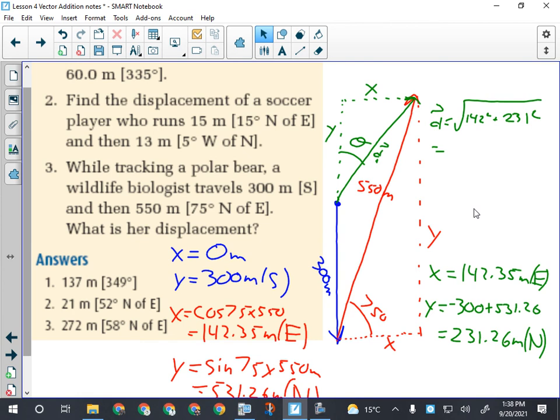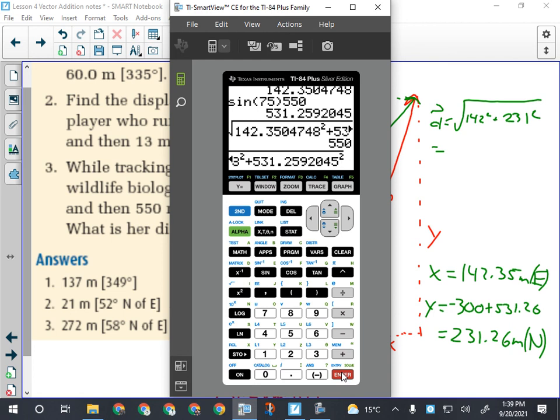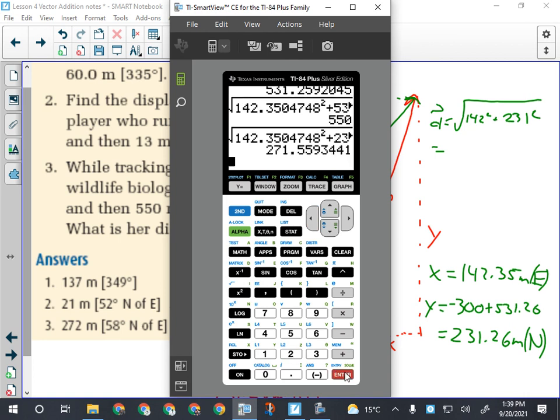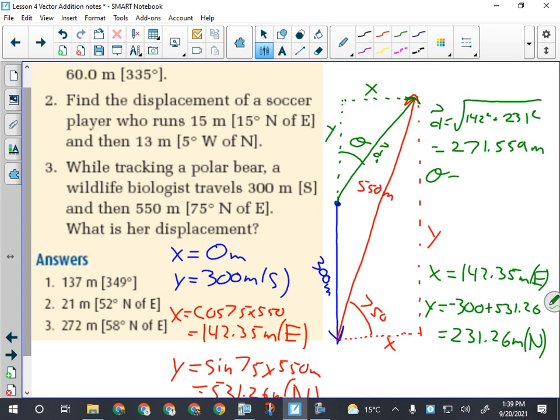Oh no, wait a minute. Did anyone catch what I did there? You know why that worked so well? Because I'm an idiot. Nobody said anything. Okay, because I put in the x and y components for the red triangle. That would be why that worked out so well. Okay, let's try that again. And be less stupid about it. Entry, not 531, but 231. That will come up with it. There we go. 271.559 meters, okay, and then I've got to calculate the angle.